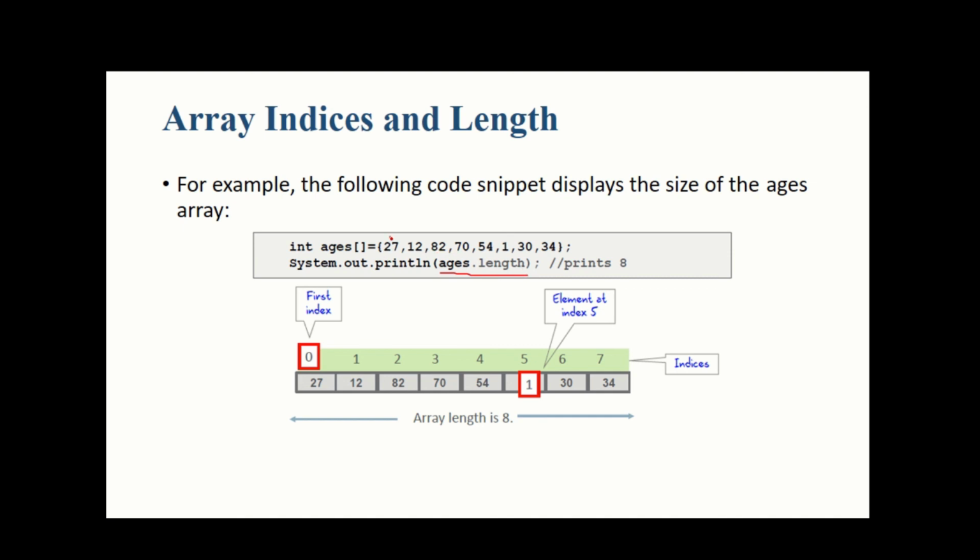Here we have 0 1 2 3 4 5 6 7. So what will the size of the array be? 8, because I have 8 numbers. It starts from 0. This is the first index, and this is the last index, and the size of the array will be 8. Always the last index equals the size minus 1. Always.